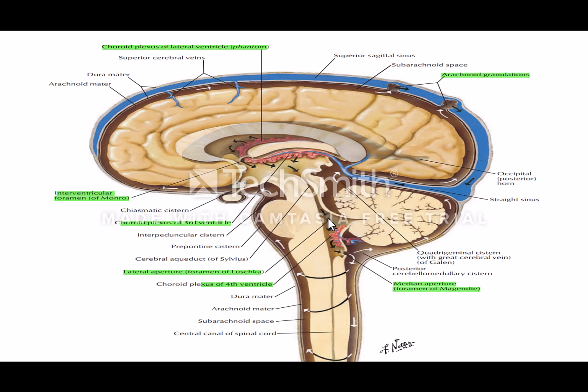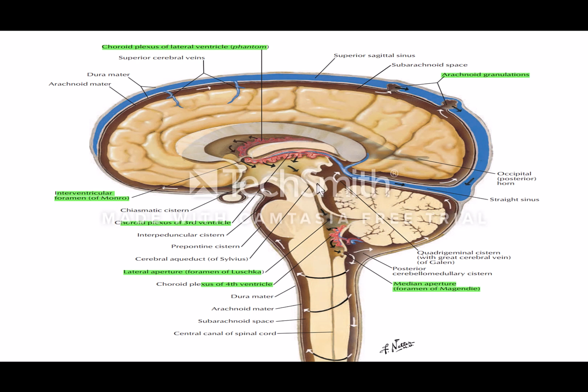Then it flows out of the fourth ventricle through these small openings. You can see them there. This is the lateral foramen of Luschka, or as it's called here, the lateral aperture. You have a right and left lateral foramen of Luschka, and in the middle you have the median foramen or aperture of Magendie. So CSF leaves the fourth ventricle through two lateral foramina of Luschka and one median foramen of Magendie into the subarachnoid space.